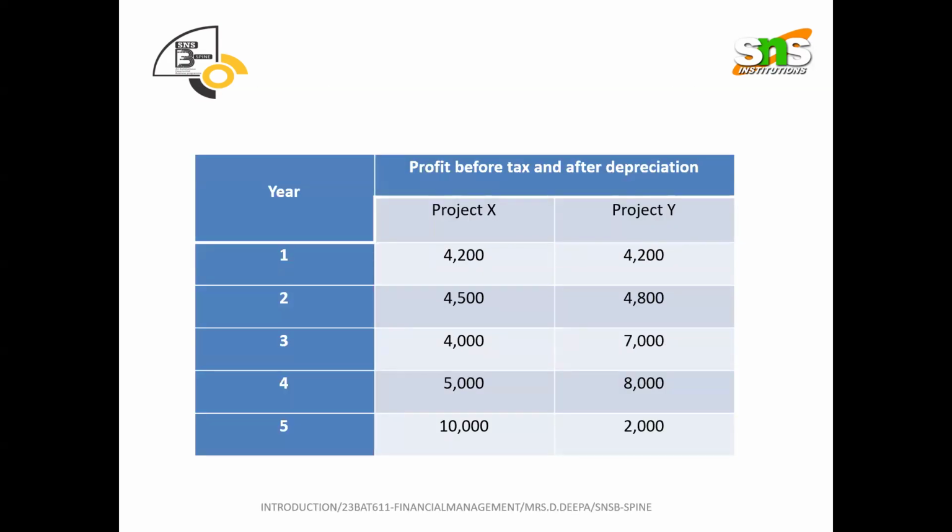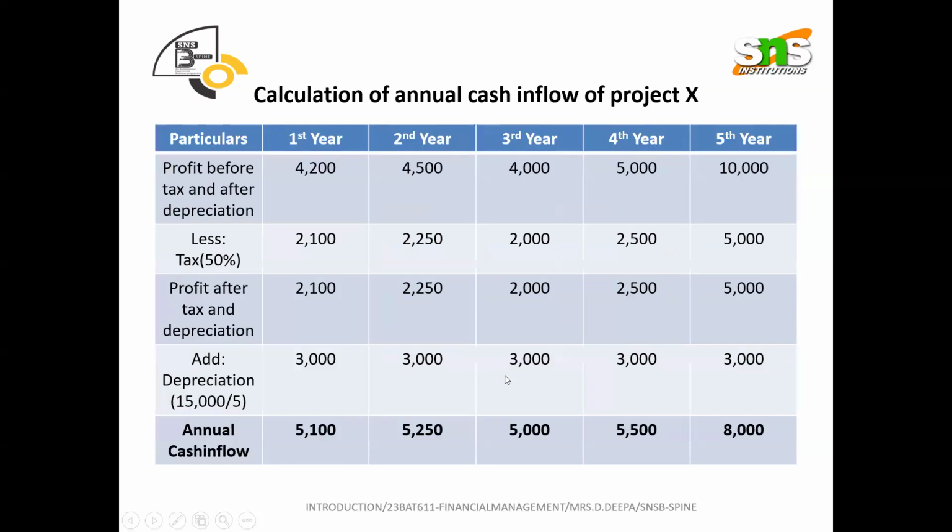The data given for us is for 5 different years, and profit before tax and depreciation details are given for both projects, X and Y. For X, all the cash inflows are given here. Similarly for Y, cash inflows are given here. From this data, we need to calculate the payback period. First we solve for project X.